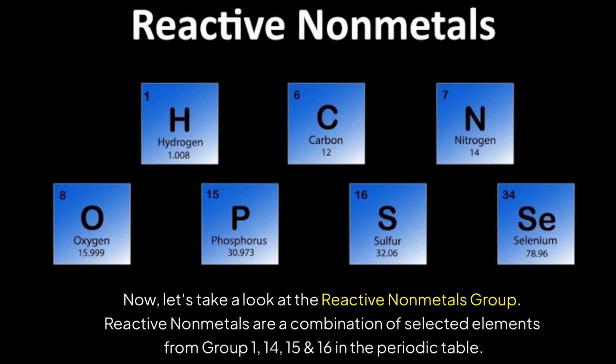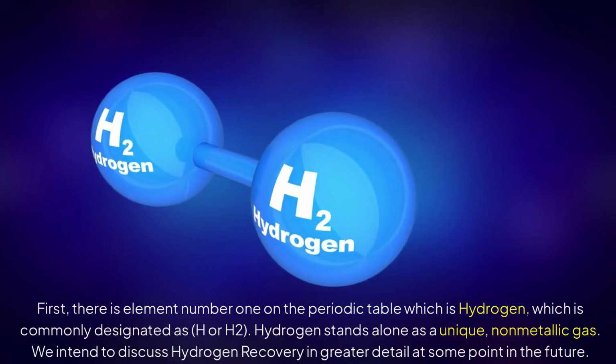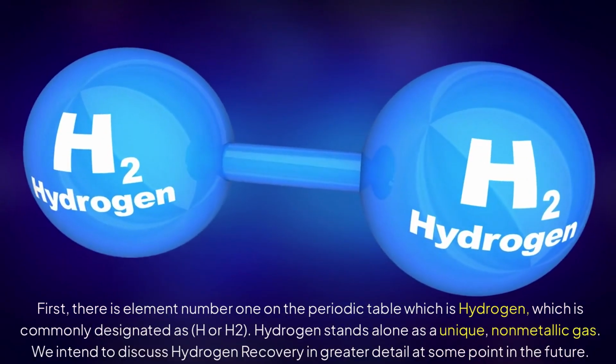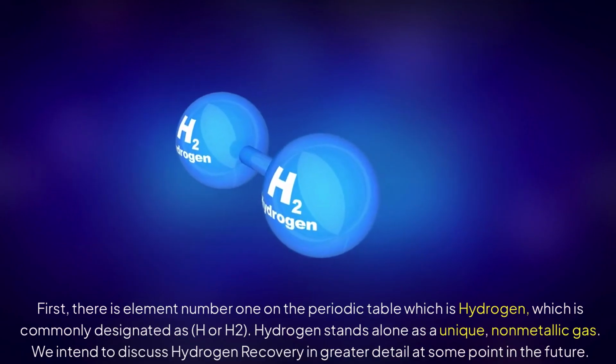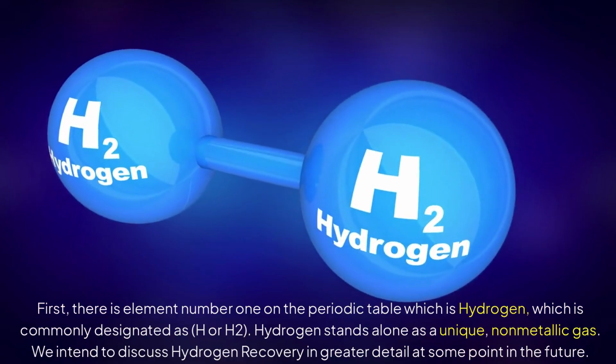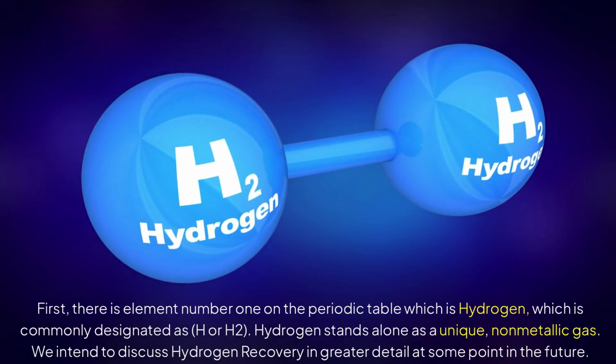Now, let's take a look at the reactive nonmetals group. Reactive nonmetals are a combination of selected elements from Group 1, 14, 15 and 16 in the periodic table. There are 7 non-halogen elements generally classified in the reactive nonmetals category. First, there is element number 1 on the periodic table, which is hydrogen, commonly designated as H or H2. Hydrogen stands alone as a unique, non-metallic gas. We intend to discuss hydrogen recovery in greater detail at some point in the future.